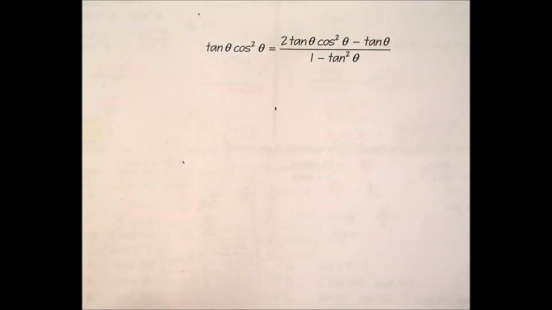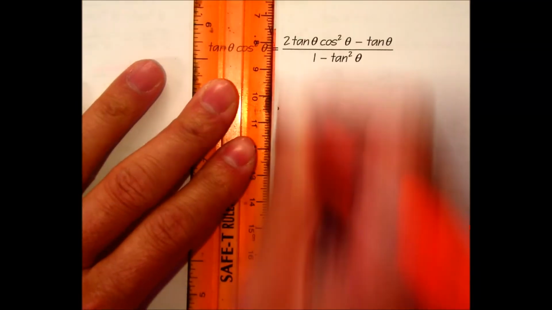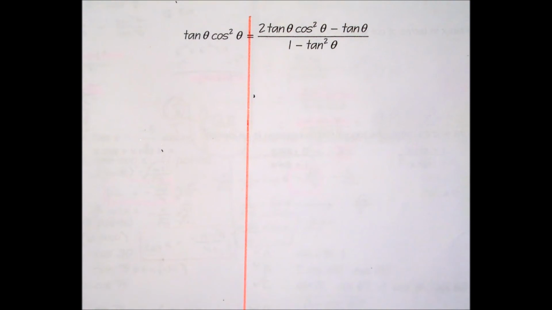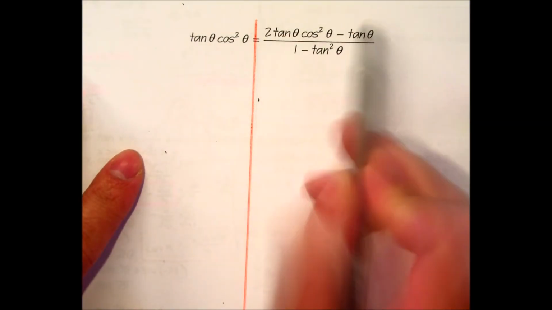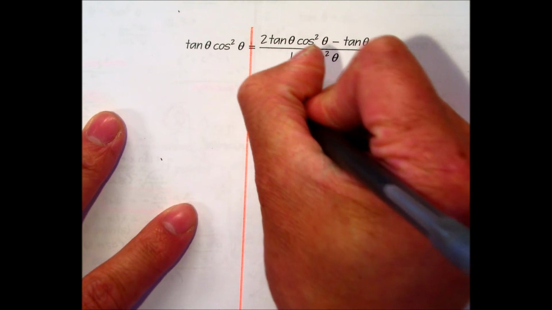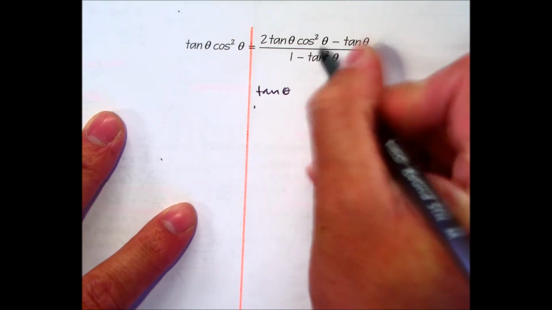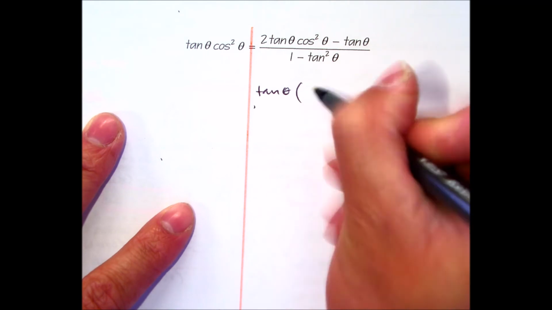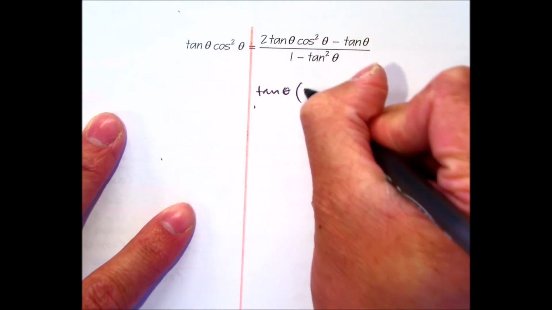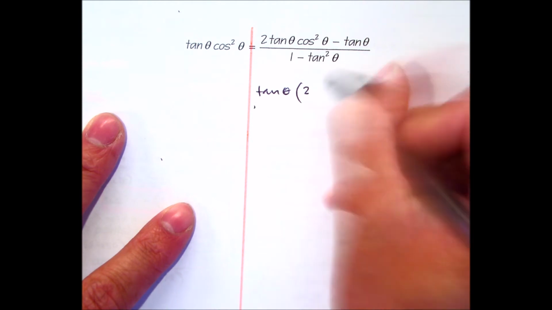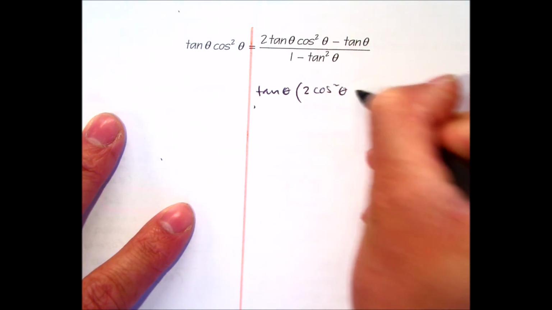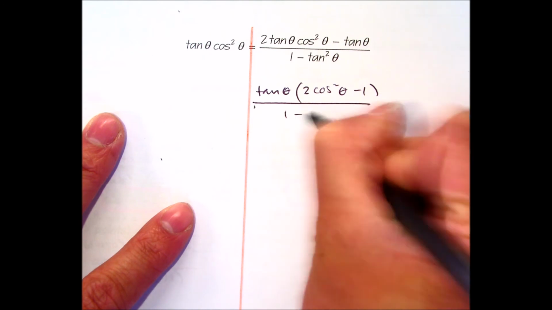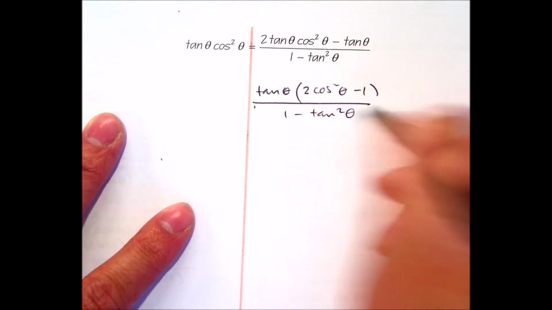I'm recording it. Alright, verify the trig identity. Class, which side do you think we should work on? Right side. Alright, what do you guys notice they both have? Tangent. So let's factor out a tangent. Tangent of theta. I'm left with a 2 times cosine of theta minus 1 all over 1 minus tangent squared theta.